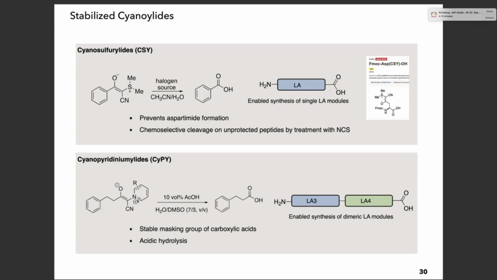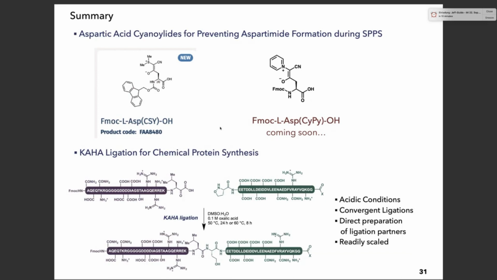And so we can apply those to a little bit more advanced protein synthesis, including performing CAHA ligation, using systems that are compatible with the monomers and the ACM protecting groups that we like to use for these larger segments. And as Marcus mentioned, Iris has been very kind to make the cyanosulfur ylid variants of aspartic acid already commercially available. And we're working together now to make the cyanopyridine variants available as well.